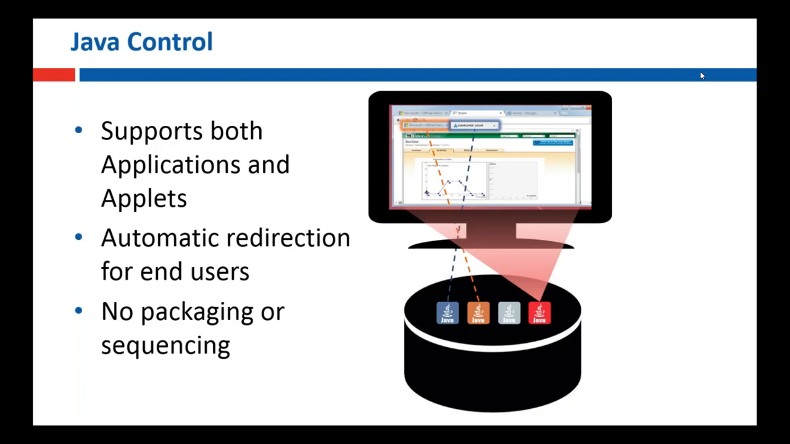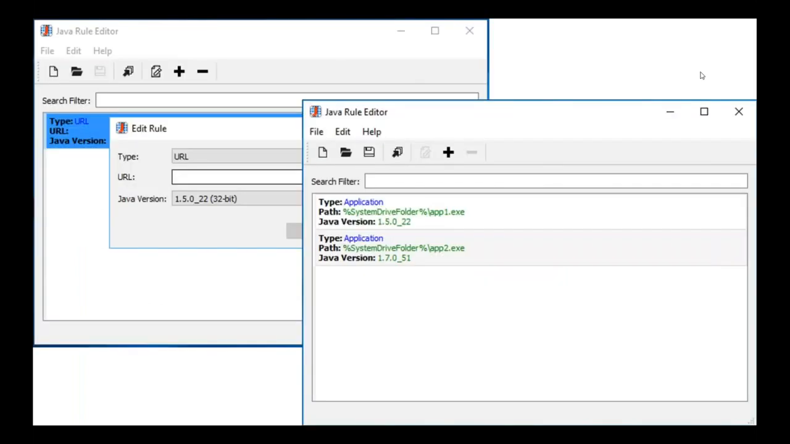We can get very, very specific on it and say, allow this one web page to run under Java 1.1 and this other web page to run under Java 1.8, et cetera, et cetera. And here's a quick little example of the rules. You can see I have app 1, app 2. I have specified which version of Java I want them to be able to utilize. And I could do the same thing on a URL.